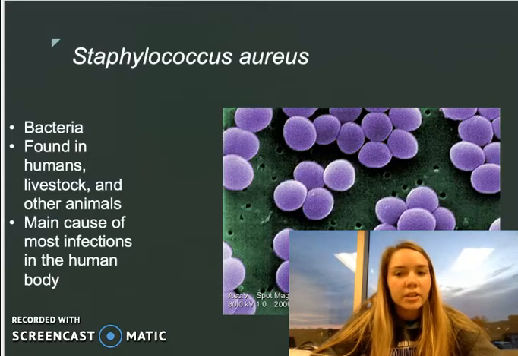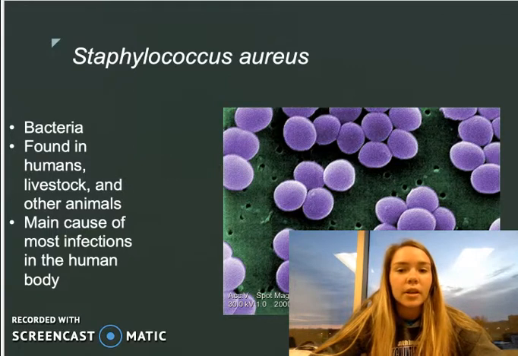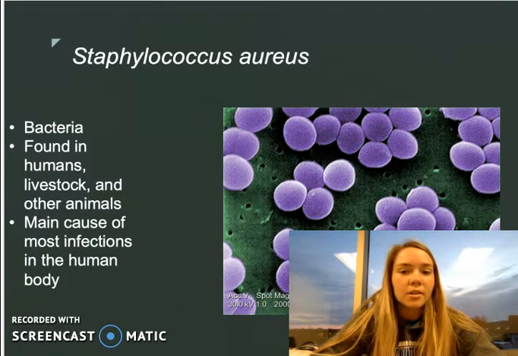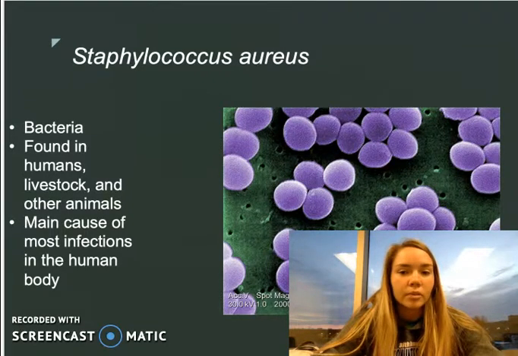Staphylococcus is a group of bacteria that can be found in humans, livestock, and other animals. Because it is a bacteria, it is also considered a microbe. There are more than 30 types of this bacteria that result in infections. Staphylococcus aureus is the main cause of most infections that take place in the human body. Diagnosis includes obtaining a culture of the infected area. Most microorganisms cannot grow in a pure culture, which results in a full spectrum of microbial diversity not being captured.